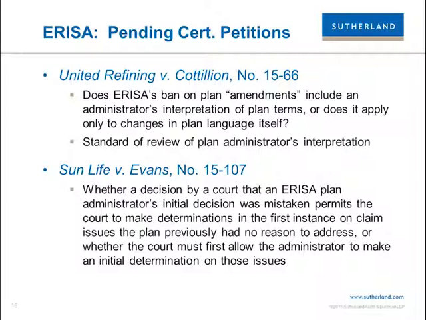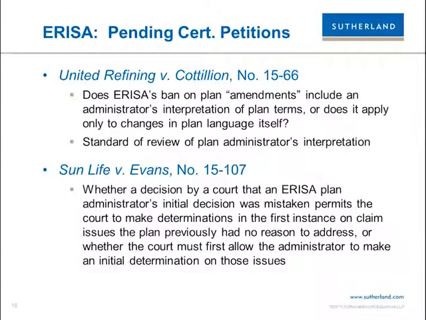There the issue is whether ERISA contains certain restrictions on the ability to amend an ERISA plan, and the issue there is whether those restrictions apply not only when the language of the plan itself is actually changed, but whether those restrictions also apply when a plan administrator interprets the plan in a way that itself seems to be a departure from a prior interpretation. So that case raises an interesting issue of, to what extent a plan administrator's decisions applying plan terms are subject to being second-guessed by courts as being improper amendments of the plan itself.